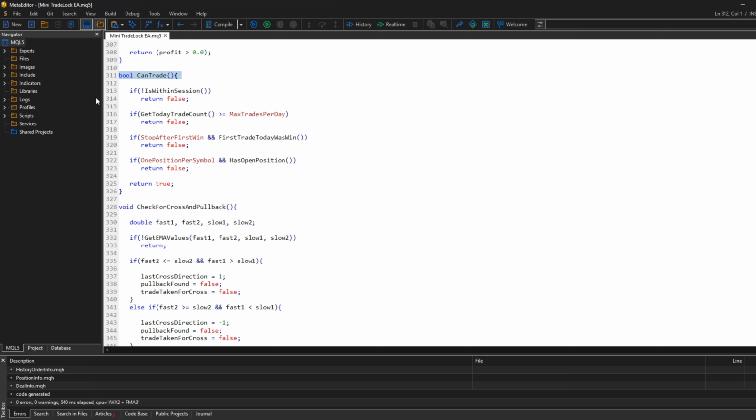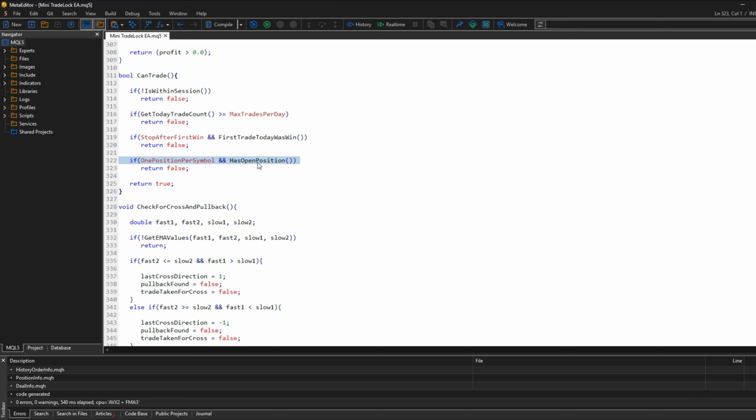Next, we have the main can trade function. This is the core rule guard. First, if we are outside the session, trading is blocked. Then if the max trades per day has been reached, trading is blocked. Then if stop after the first win is enabled and the first trade today was a winner, trading is blocked.